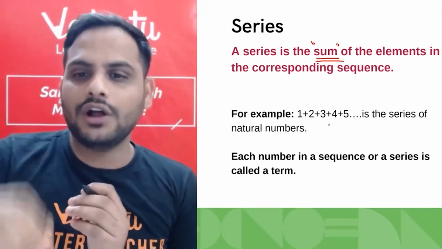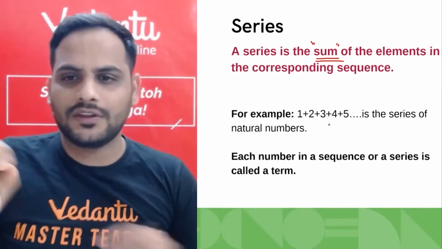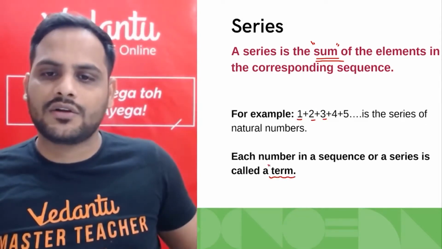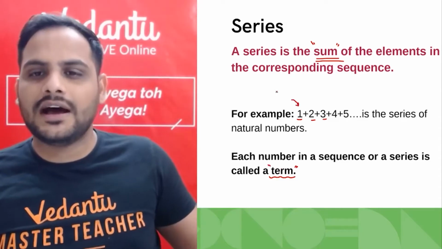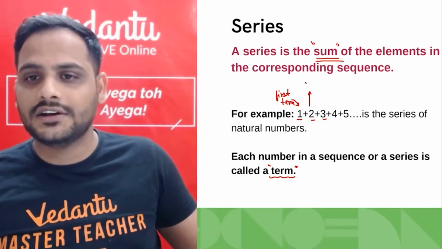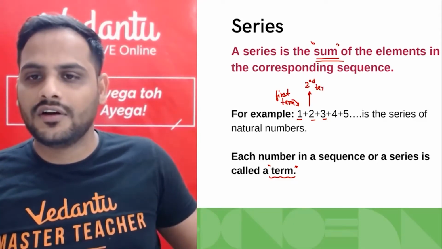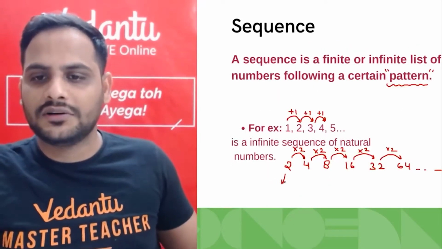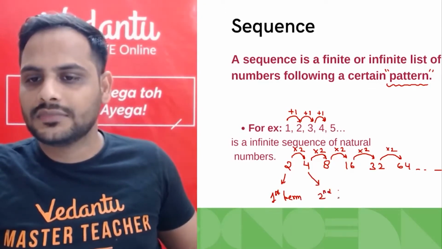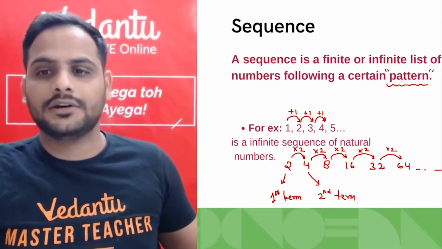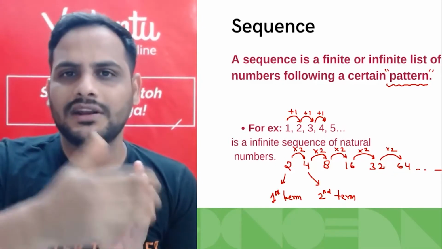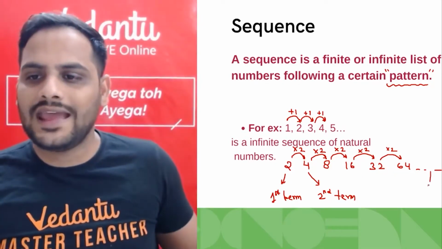All these numbers present in a sequence or a series are called terms. What are they called? Terms. This is the first term of the sequence or series, and this is the second term. In this series, this is my first term, 4 is my second term, 8 is my third term, 16 is my fourth term. So whatever place they come at, that is called the term, and so we can also say the nth term.